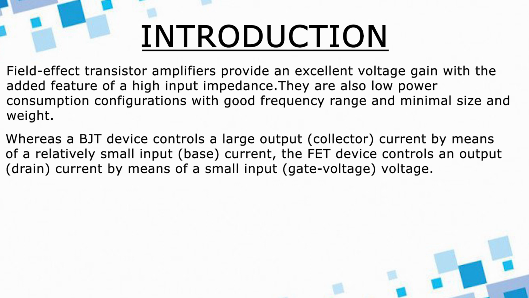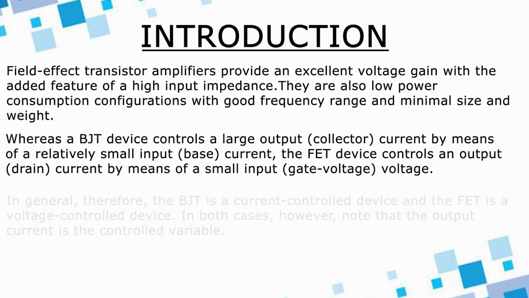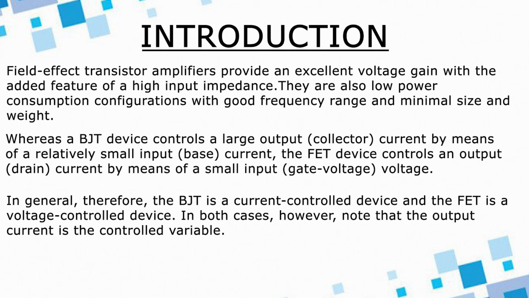Whereas a BJT controls a large output current, that is the collector current, by means of a relatively small input current, that is the base current, the FET device controls an output current, that is the drain current, by means of a small input, and that input is the gate voltage. So, in general, the BJT is a current control device and a FET is a voltage control device. In both cases, however, note that the output current is a controlled variable.